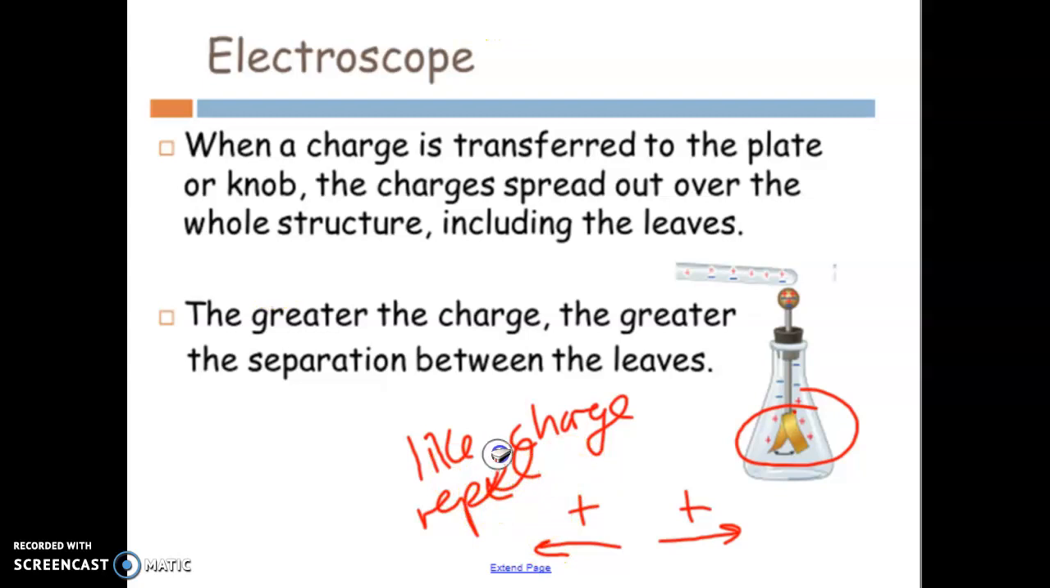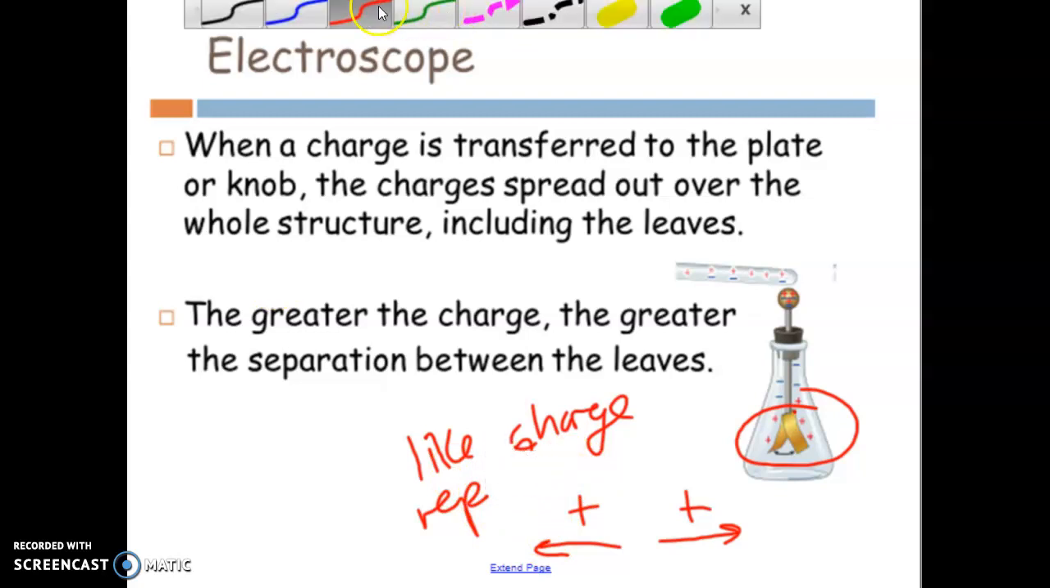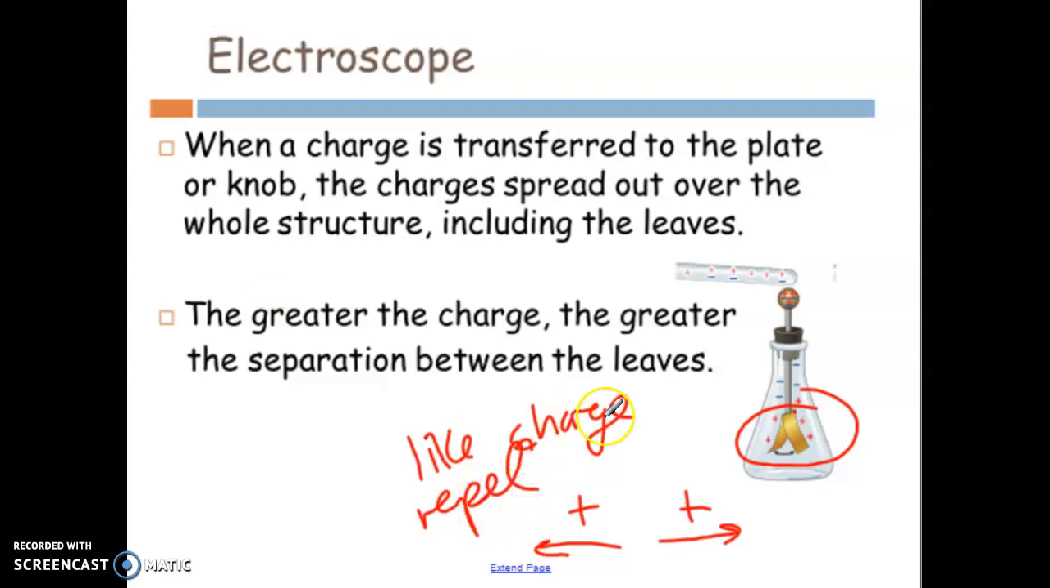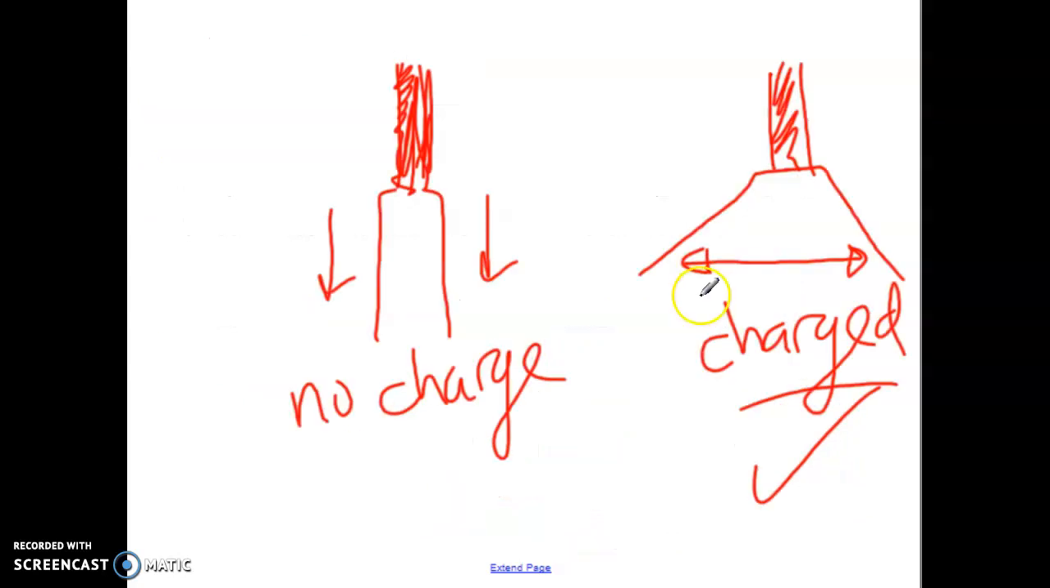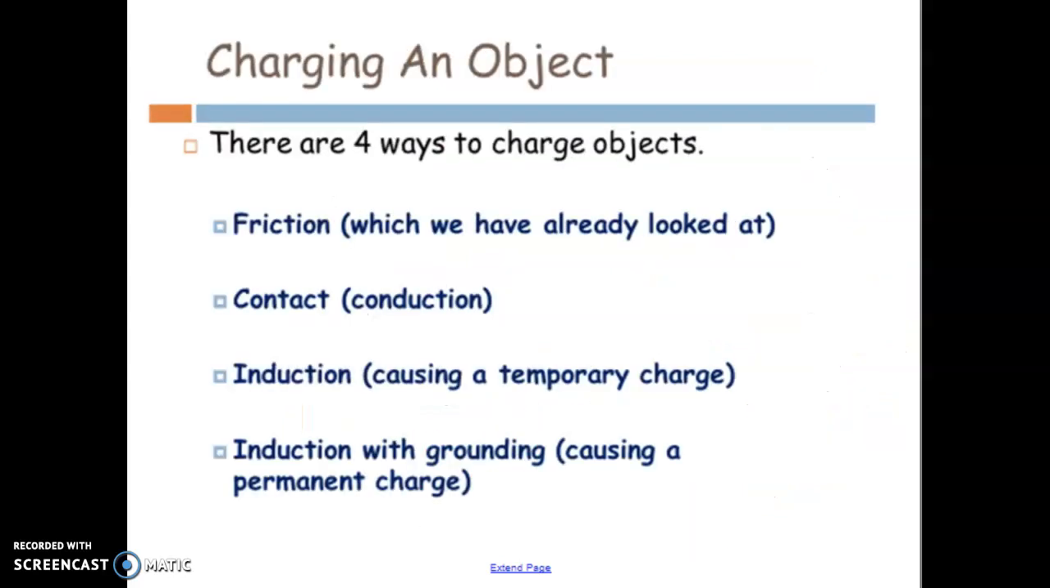So like charges repel, opposite charges attract. That is a big idea here for you to keep in mind. The greater the charge, the greater the separation of the leaves. So if the leaves are only a little bit apart, that means you only have a small charge. The further apart the leaves go, the more of a charge that electroscope has on it. Okay? So we're going to come back to the electroscope and start using it in different examples, but I just want to explain how that works, about the leaves and about the setup of it.